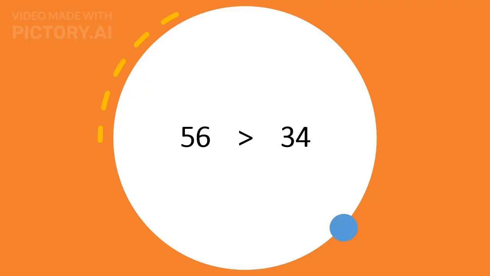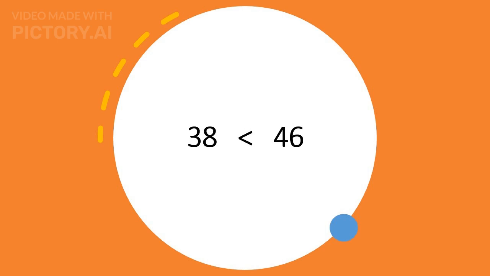The number on the left is greater than the number on the right, and that is why an alligator is going to eat the bigger number. 56 is greater than 34. The number on the left is greater than the number on the right. Again, that is why an alligator is heading to eat the bigger number. 68 is greater than 49.